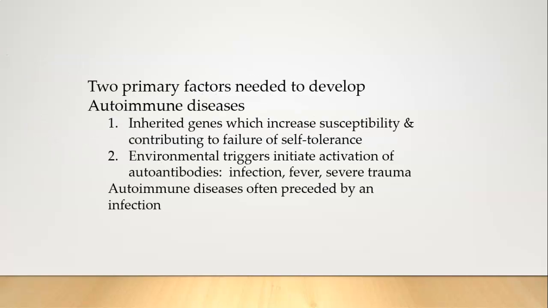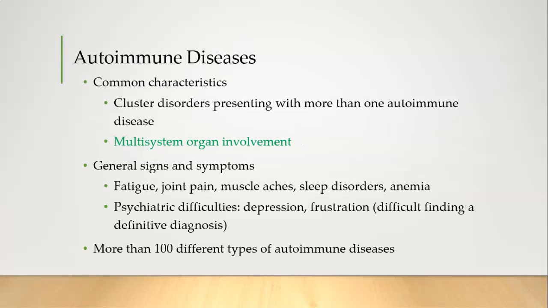So there are two primary factors needed to develop autoimmune diseases: inherited genes with increased susceptibility, contributing to failure of self-tolerance, and then environmental triggers that initiate activation of autoantibodies, such as an infection, fever, or severe trauma. Autoimmune diseases are often preceded by an infection. So if your grandfather has rheumatoid arthritis and your mother has type 1 diabetes, then the likelihood of you developing some kind of autoimmune disease is increased. But then again, there also tends to have to be an environmental trigger that initiates that activation.